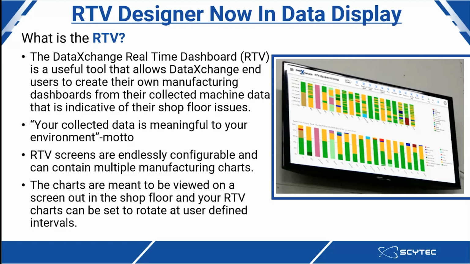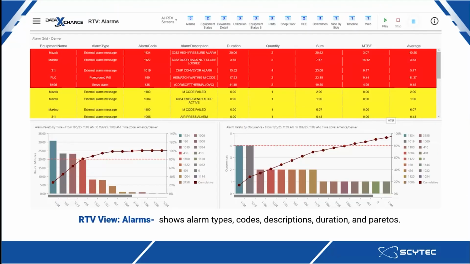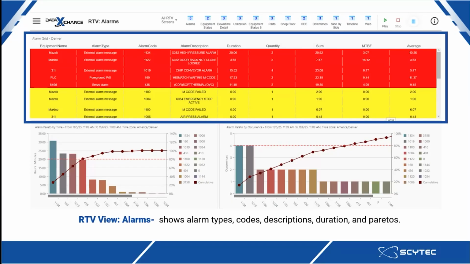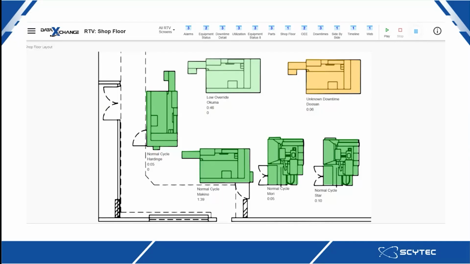I'm going to go over a couple of common RTV charts, just for those of you that are new. This is a common canned one that you can find pre-made inside of DataXchange, which is your RTV alarms, showing alarm types, codes, descriptions, their duration, and Paretos. Another common RTV view that you can have as a dashboard is your RTV shop floor layout view. This is commonly a top-down view of all the machines that you can find in your shop floor.